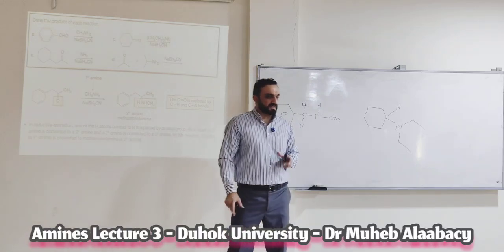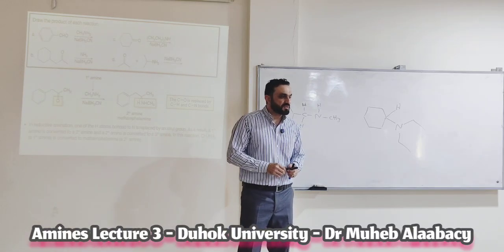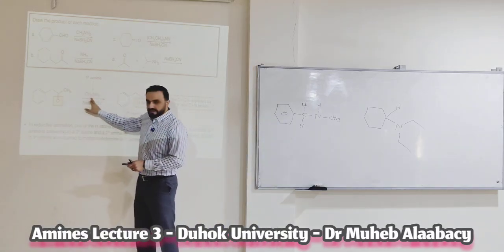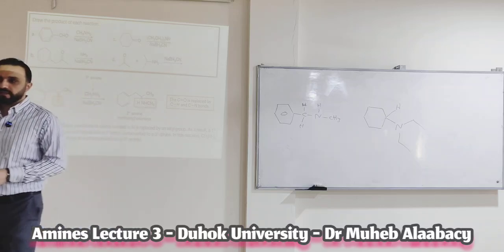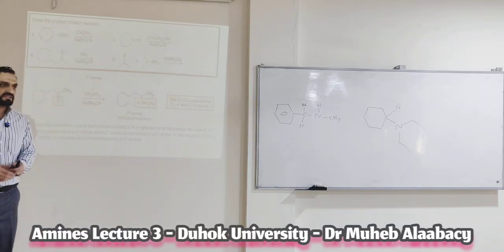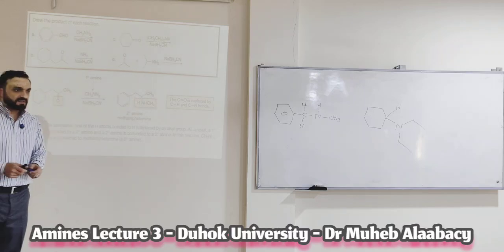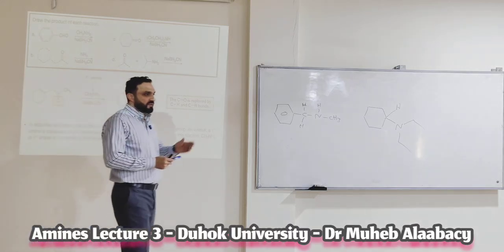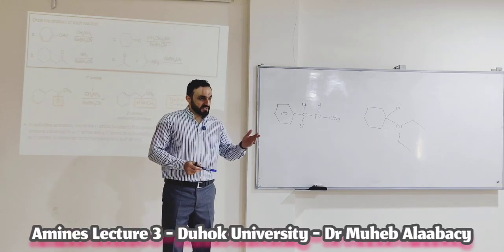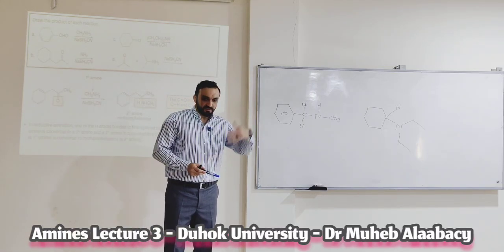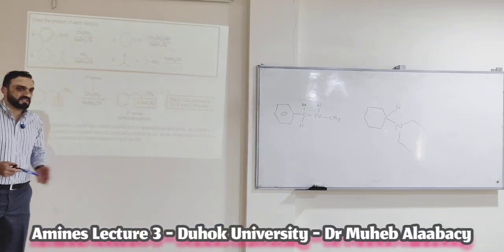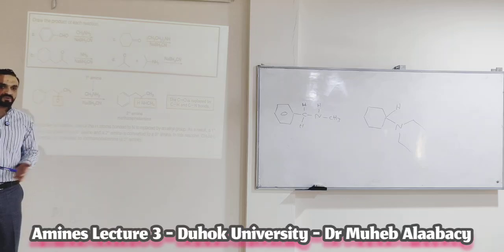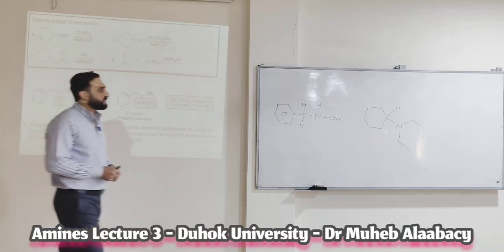Tertiary amine: if you use a tertiary amine here, it cannot give you the imine or iminium ion. So it will not be used in this reaction. Why? Because we want to convert the primary amine to secondary to tertiary. But for a tertiary amine there is no further alkylation. It will just give you a quaternary ammonium salt.